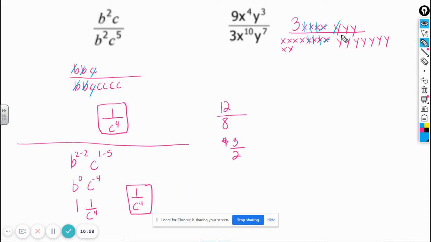Over here, cross out a y, cross out a y, cross out a y, cross out a y. Okay, and that left me with 4 y's on the bottom. So 3 is still on the top, and then x to the 6th and y to the 4th. And hopefully you can see that that makes sense.